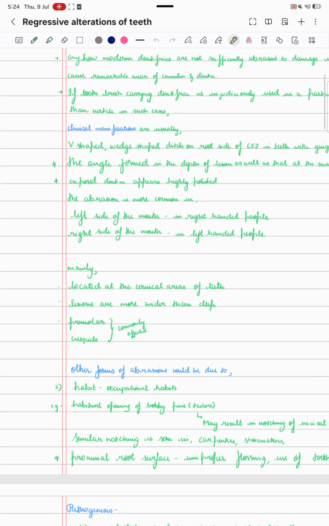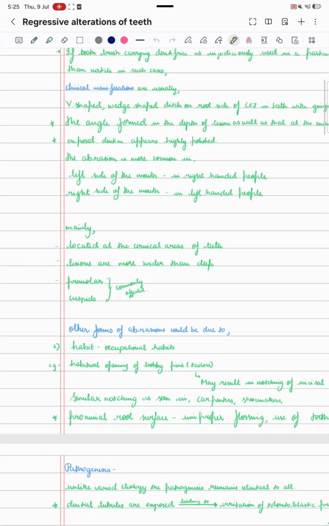The abrasion is more common on the left side of the mouth. People who are right-handed brush more towards the left side, so the left side enamel is worn off more. Left-handed people brush more on the right side. Because of this, there is a decrease in enamel surface and exposure of dentin on both sides, and sometimes cementum if there is gingival recession.